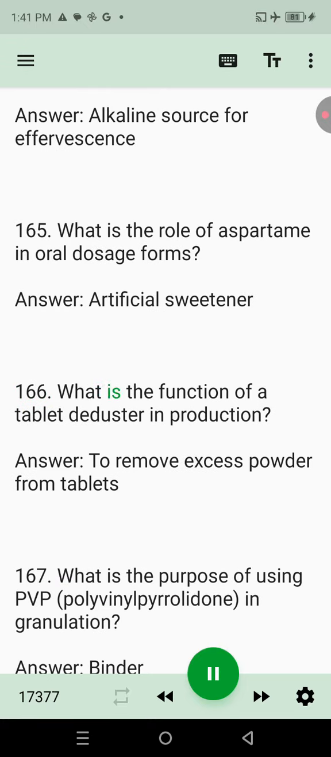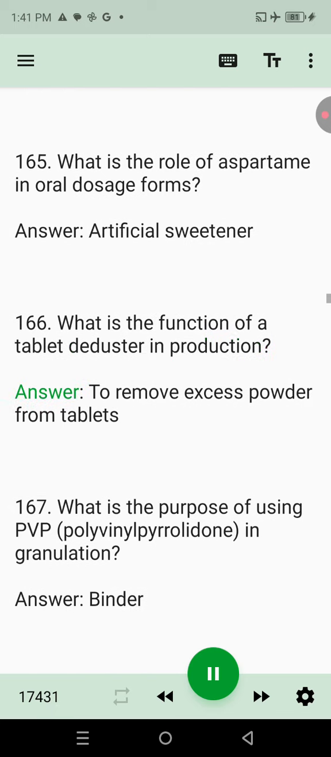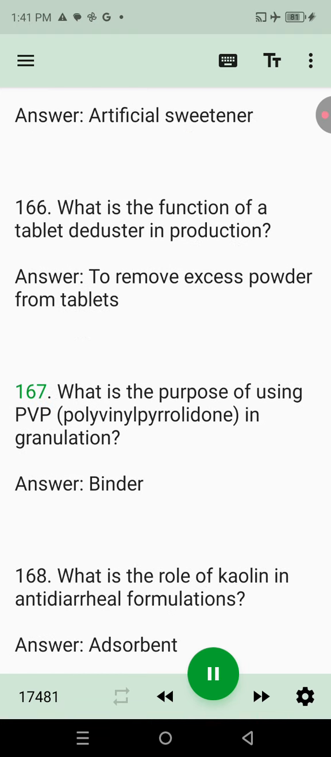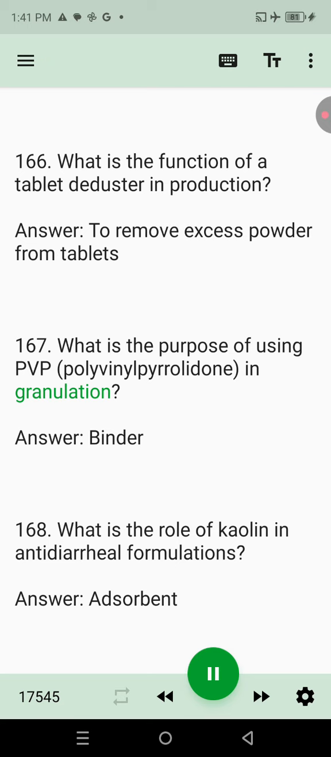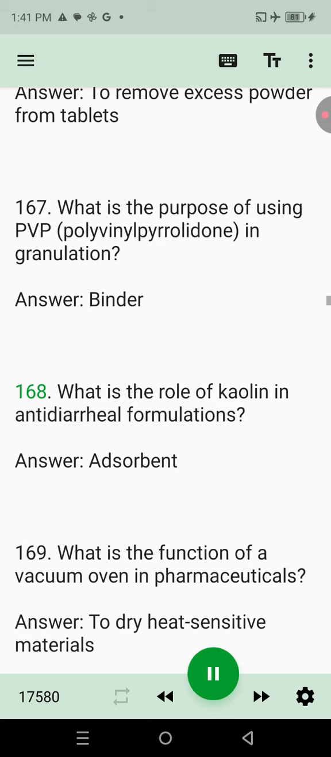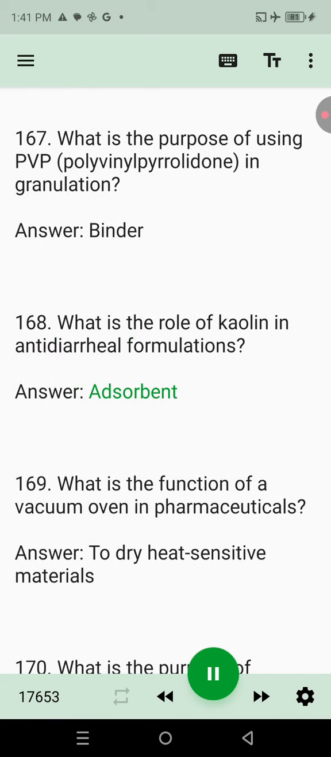166. What is the function of a tablet deduster in production? Answer: to remove excess powder from tablets. 167. What is the purpose of using PVP (polyvinylpyrrolidone) in granulation? Answer: binder. 168. What is the role of kaolin in antidiarrheal formulations? Answer: adsorbent.